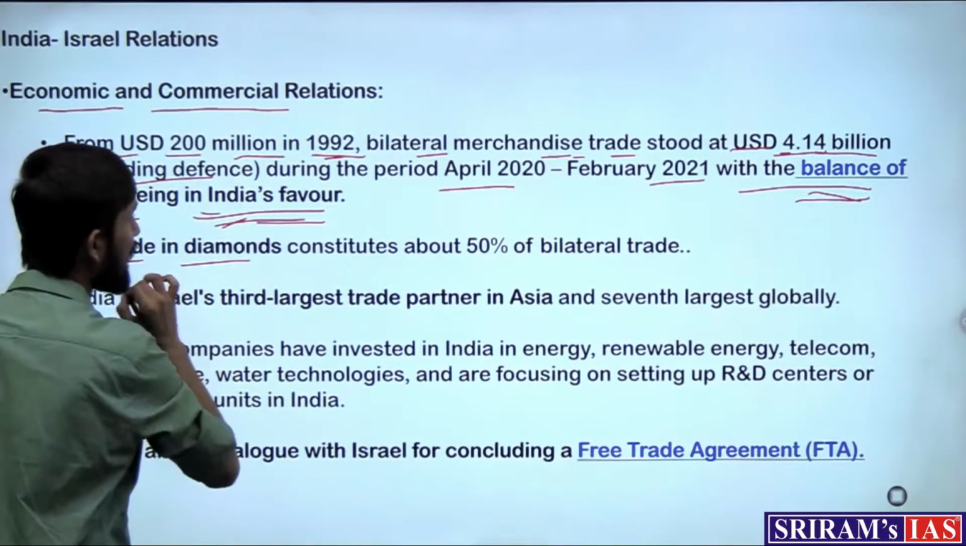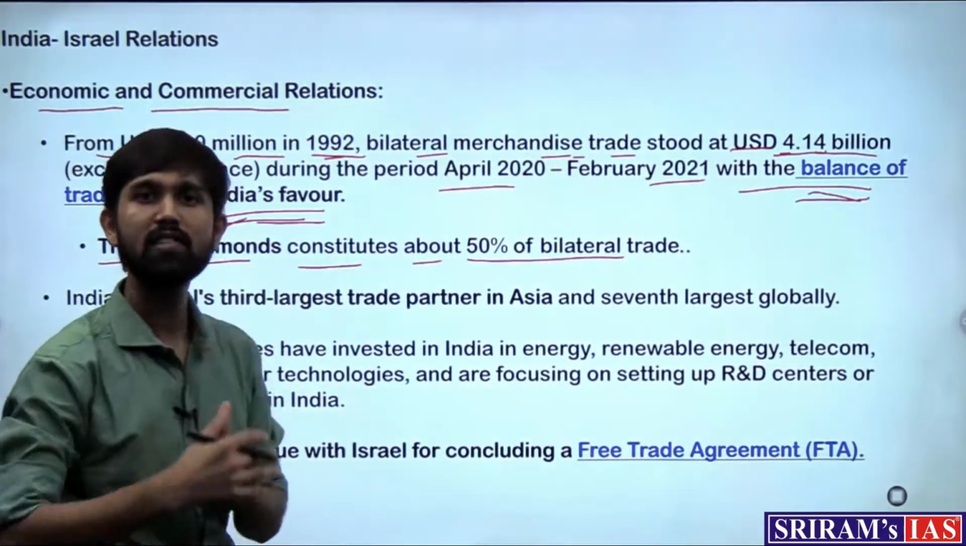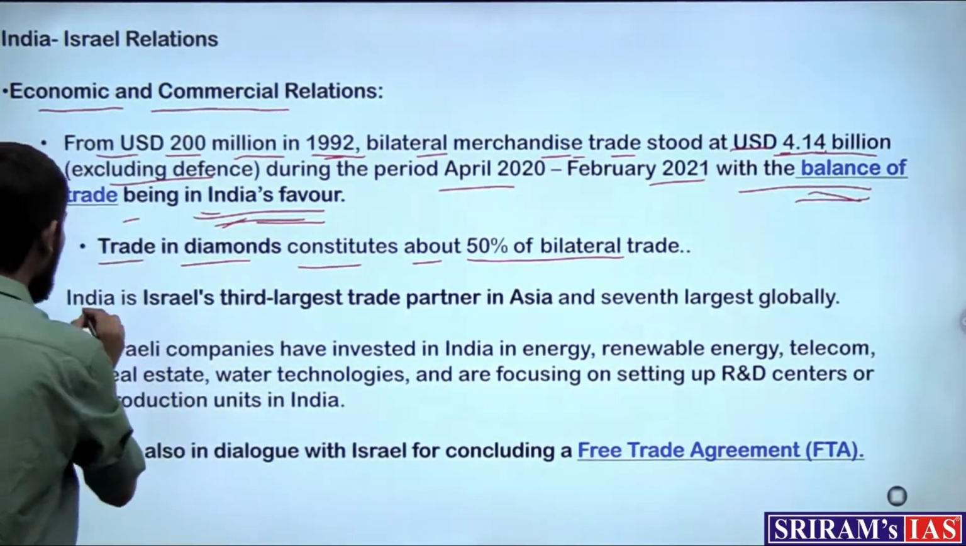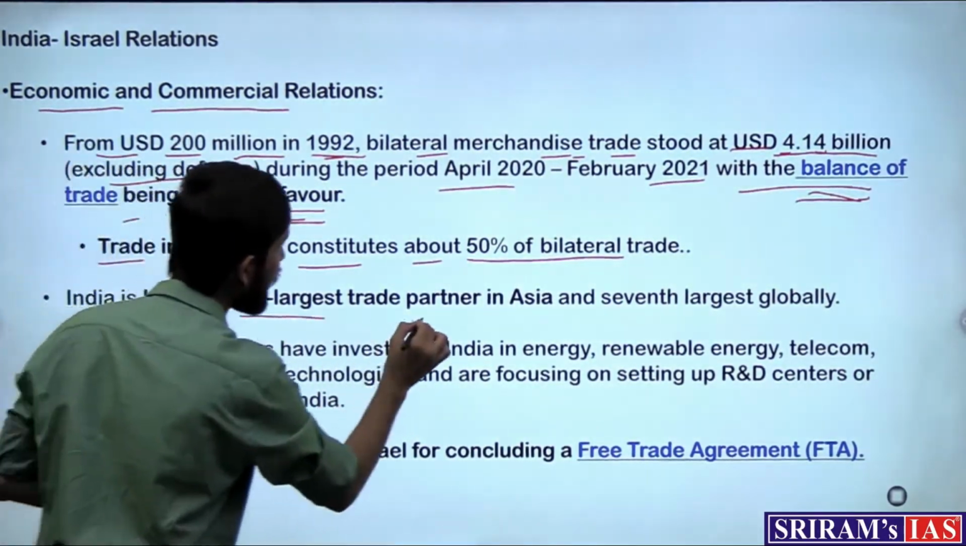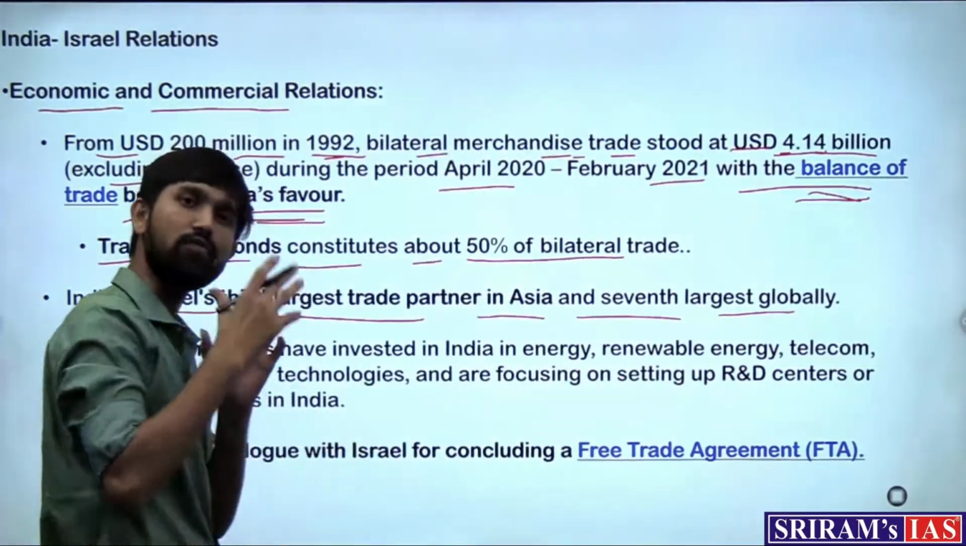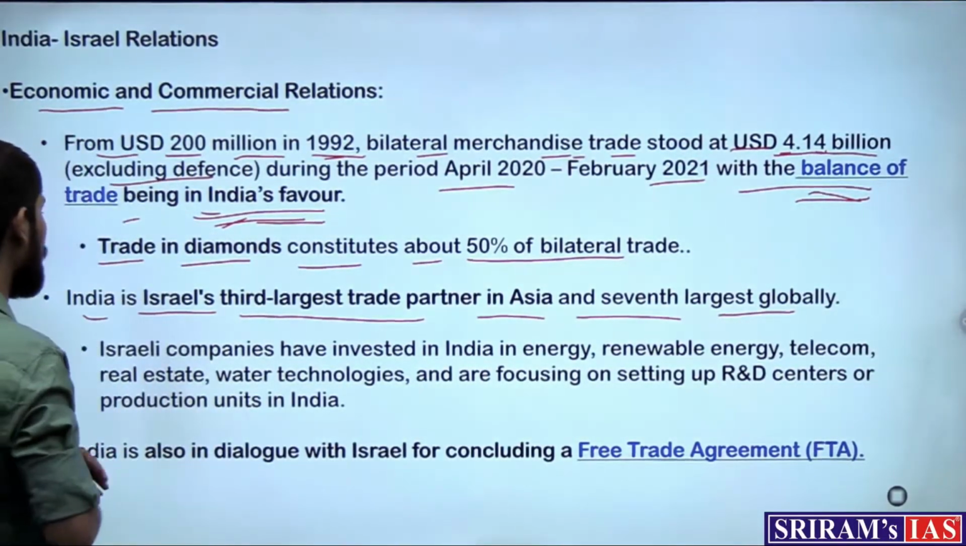The trade in diamonds constitutes about 50% of the bilateral trade. So a significant chunk of diamonds are exported to Israel by India. And India is Israel's third largest trade partner in Asia and seventh largest globally. So for Israel as well, we are a very important country, we are an important trade partner.